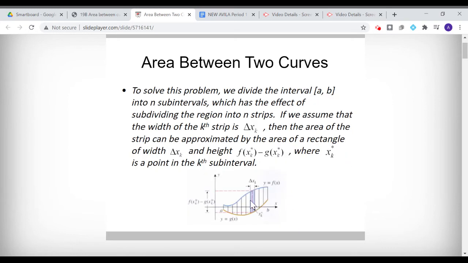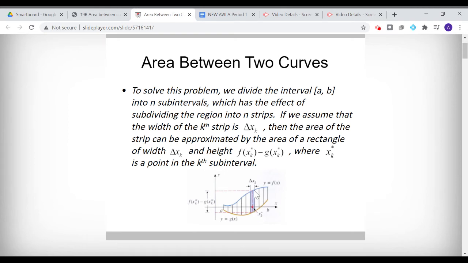So we could use a similar strategy. We could make rectangles that go between these two curves. Okay, they can still have this width of change in x or delta xk, but the height would be f of x, whatever this value of f of x is, that would only be from the x-axis up to here, subtracting g of x. G of x would be the distance from the x-axis down to this bottom curve.